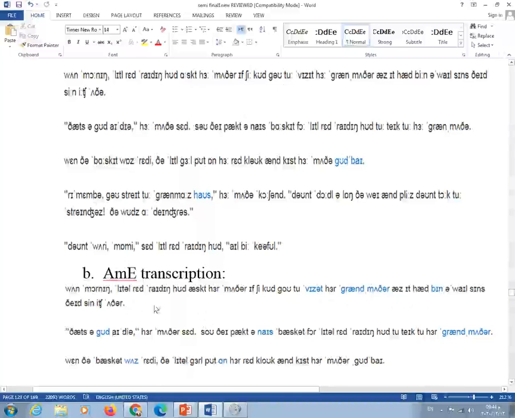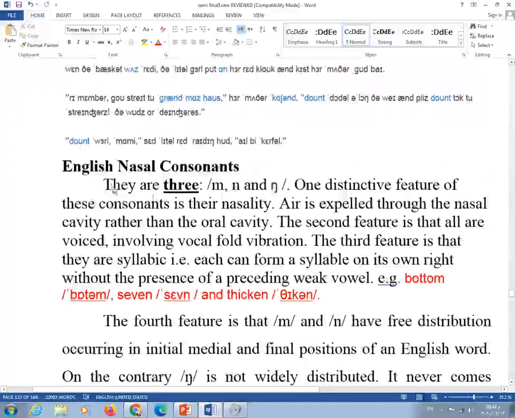Okay. Now let's go to nasal consonants, another group, and we have three only: m, n, and ing. The one distinct feature of these consonants is that they are nasal, and air is expelled through the nasal cavity rather than the oral cavity. The second feature is that all are voiced, no voiceless and voiced, all are voiced, involving vocal fold vibration.